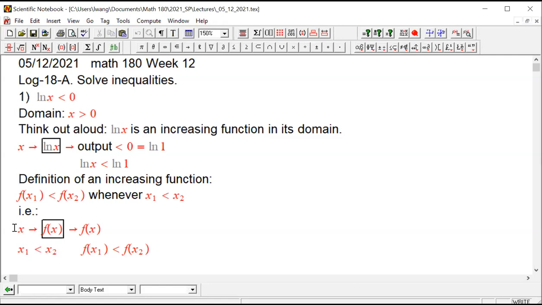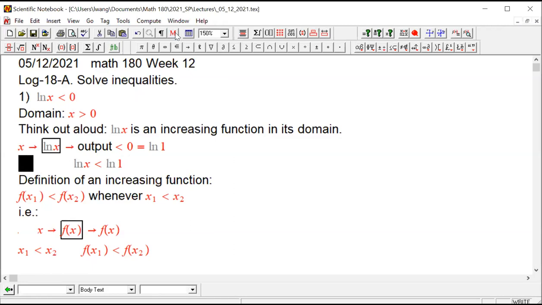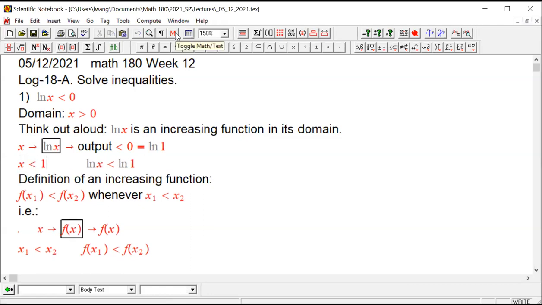Are you guys with me? This is very important to understand. Okay, so knowing that ln x is the output for x, ln 1 is the output for 1. Because ln x is less than ln 1, therefore we know that x should be less than 1.